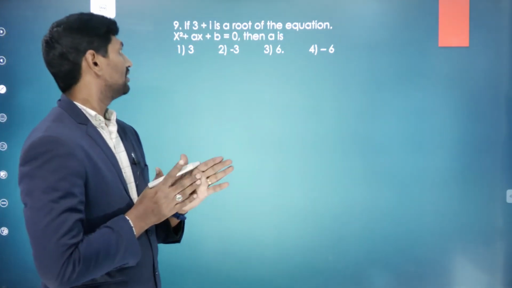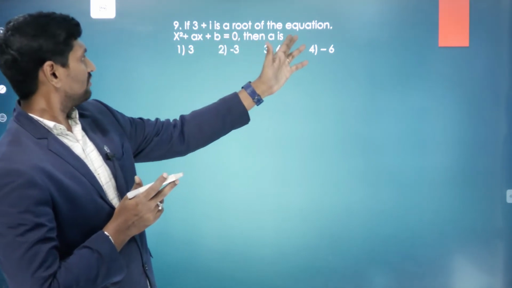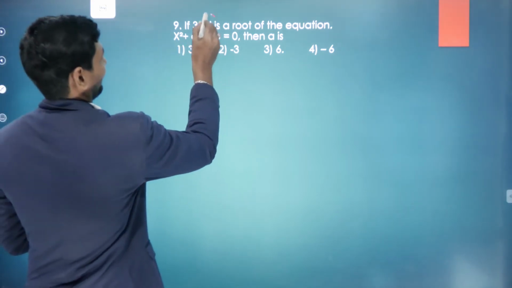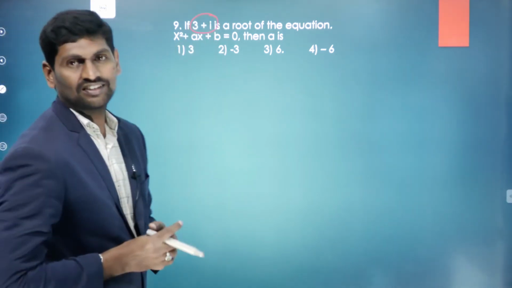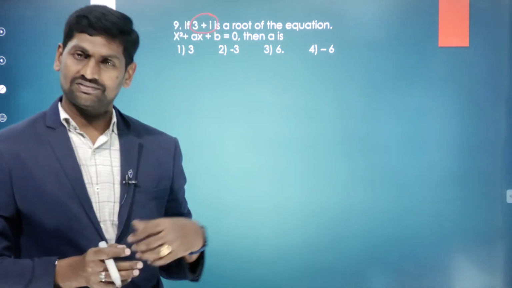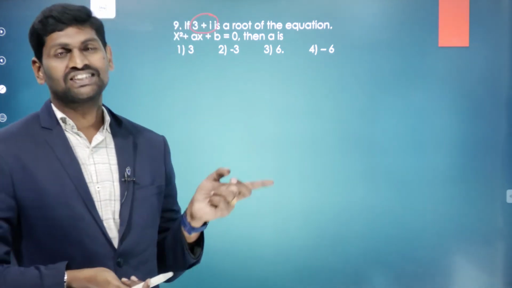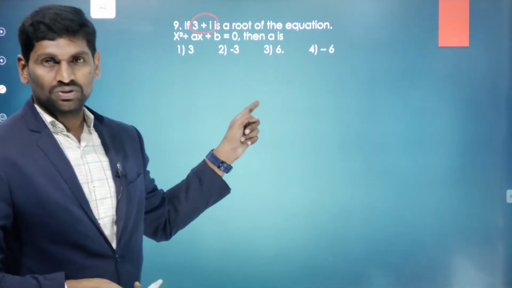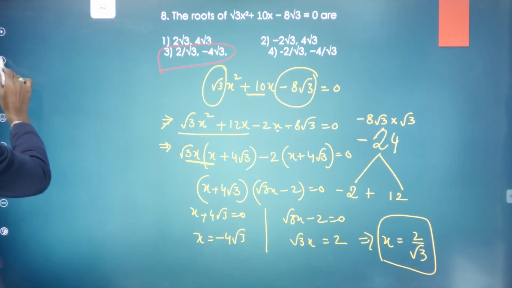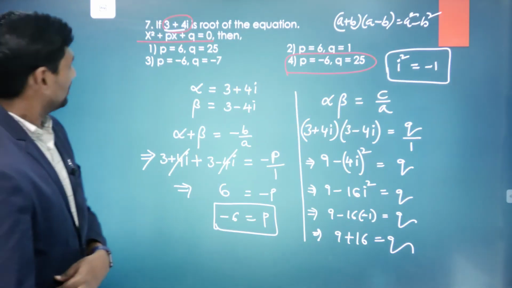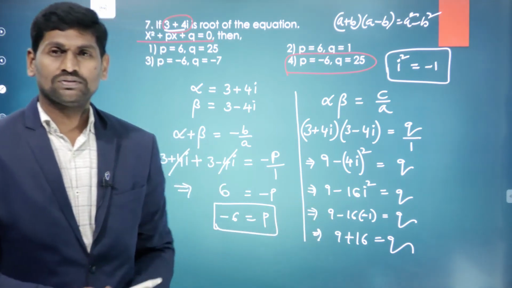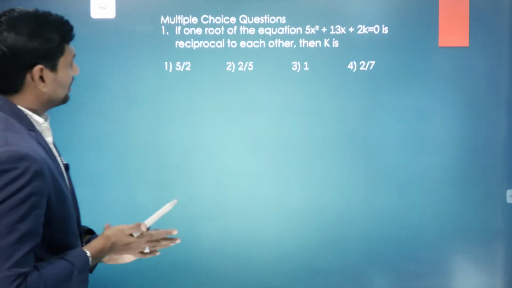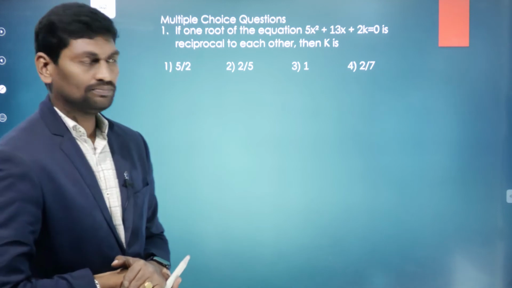Ninth question. 3 plus i is the root of the equation. Again, 3 plus i means what type of numbers? Complex numbers. Okay. What is its another root? 3 minus i. Okay na? So same like this problem, same like 7th problem. So you try that one. Next, coming to multiple choice questions.